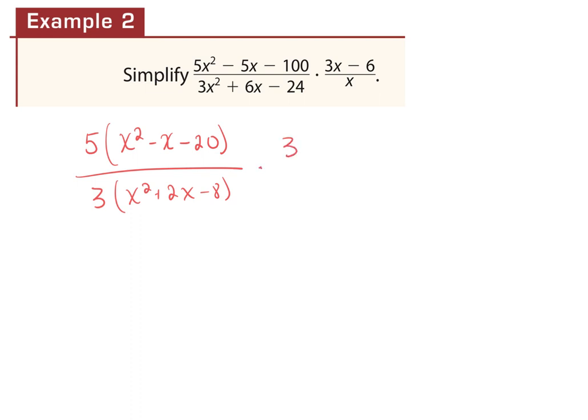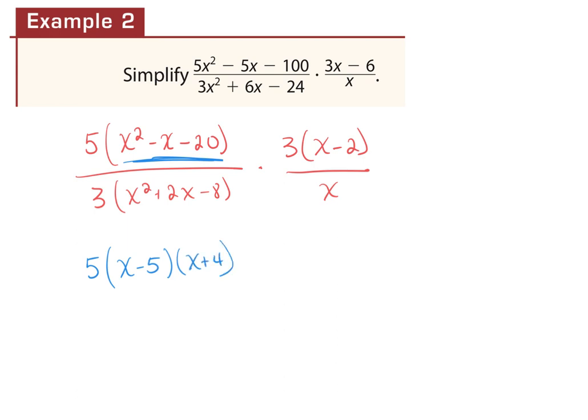Over here, I have a 3 that can come out, and we have an x minus 2 and an x. Then I'm going to ask, can I keep factoring? That's really what I'm looking for. Does this factor? It does. Factors of 20 that subtract to give me x are negative 5 and positive 4. So I have the 5 out there, and I have x minus 5, x plus 4.